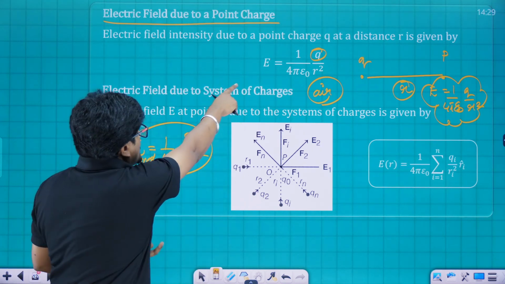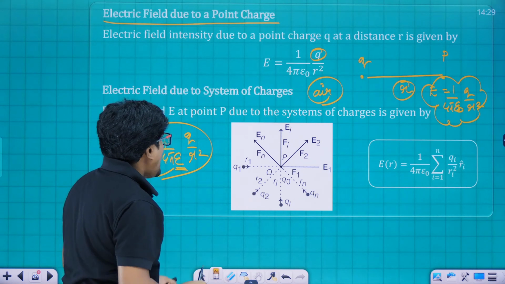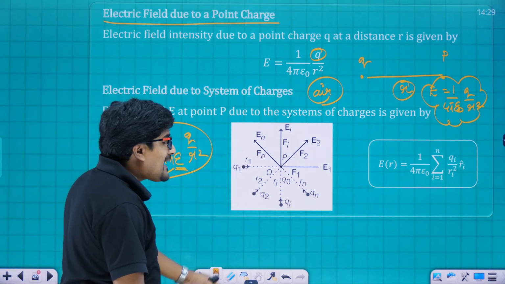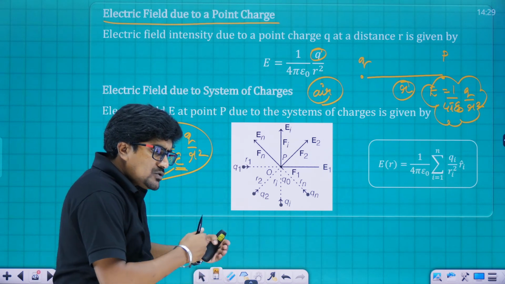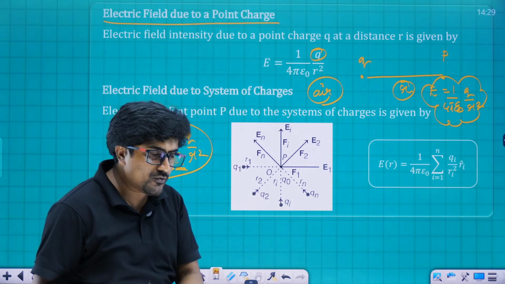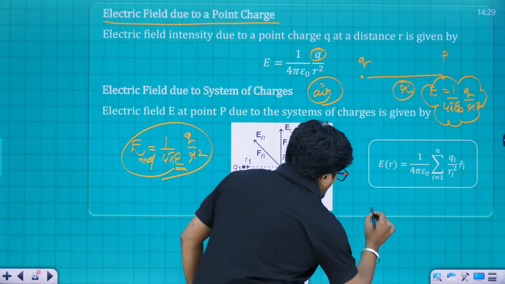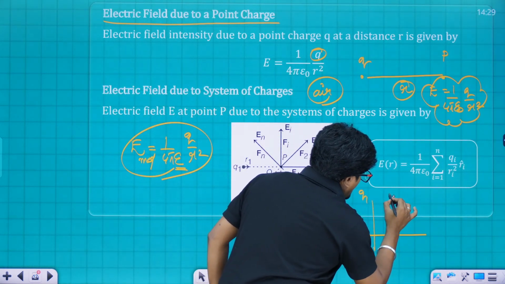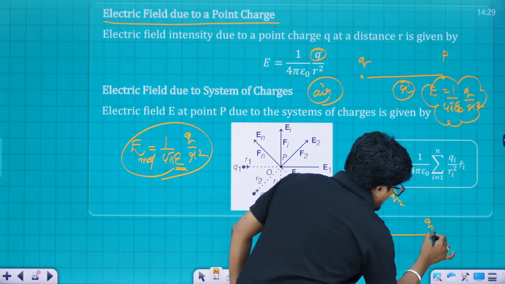Okay, there it was just q, and this time I am going to have q1, q2, q3, etc., up to qn. In that case, the way we consider the superposition principle while calculating the net force experienced, in the same way we can have q1 here, q2 here, and q3 here.